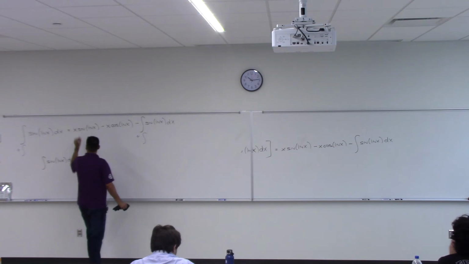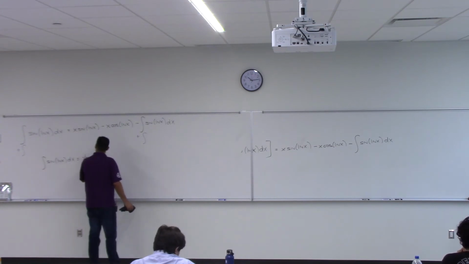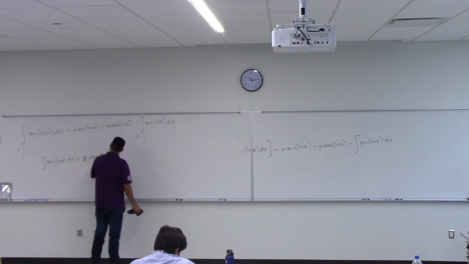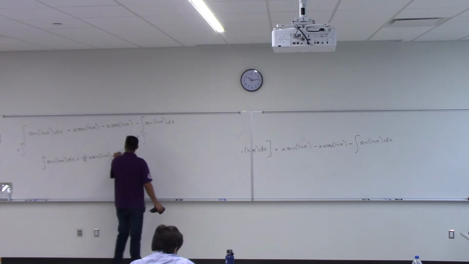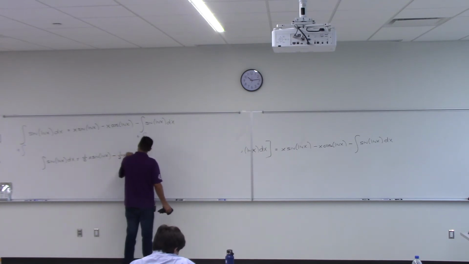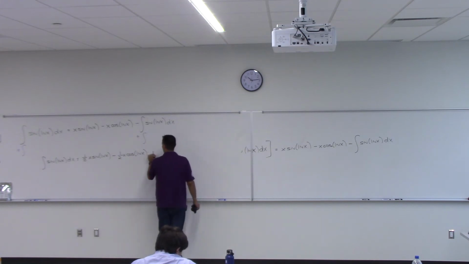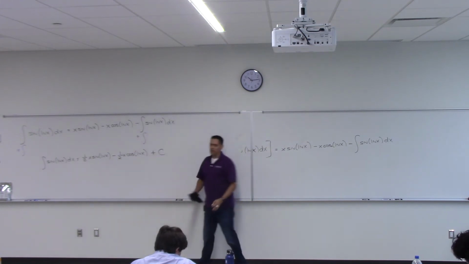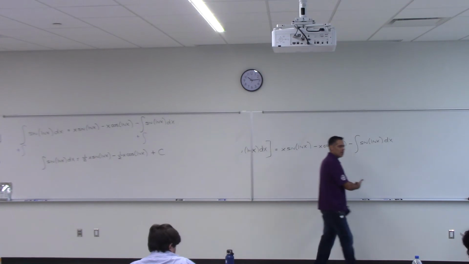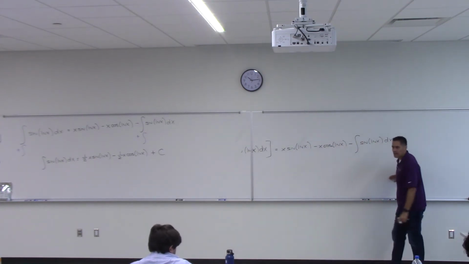It should be this first thing divided by 2, so 1/2 x sine natural log x, and then minus 1/2 x cosine natural log x, because I had to divide both sides by 2, and then plus some constant that I don't know. And I think that's what we had before, right? I erased it, but I think that's what we had down here.